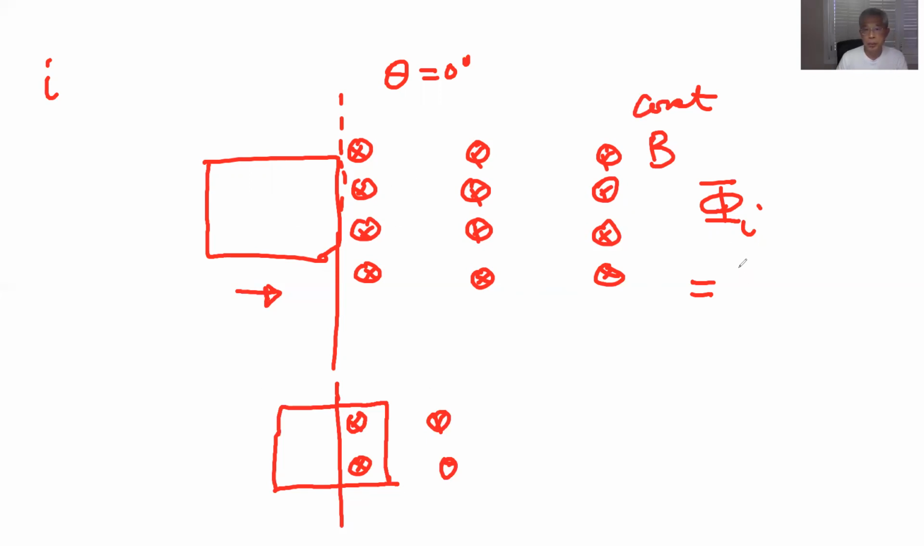So this is equal to B, and this is A, the area of this wire loop. So it's equal to B times A times cosine 0, and cosine of 0 degrees is equal to 1. But in this case, inside the area A there's no magnetic field, so this area is 0 here, because it's not overlapping with the magnetic field.